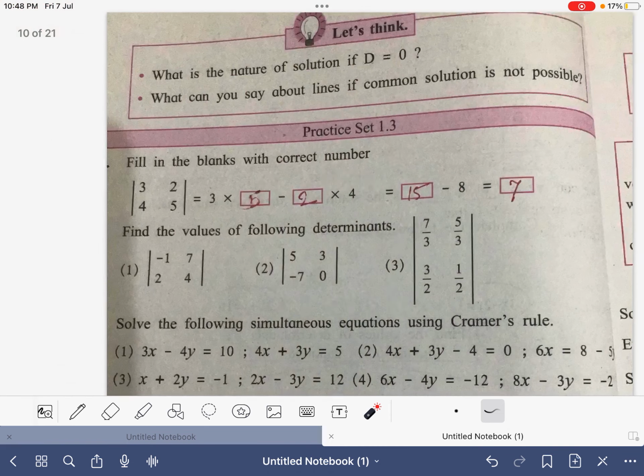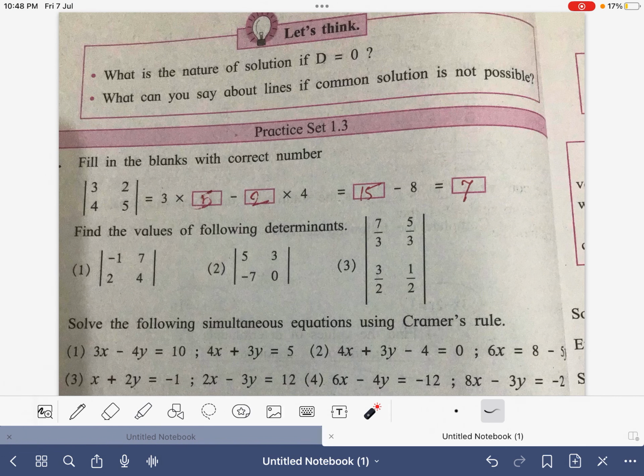Now let's move to the second one. So this is the exercise, that is 1.3. There are some examples already given to you. Fill in the blanks or correct the numbers. Second one, find the value of the following determinants. By the previous method, the cross multiplication method, we have to solve this. And these are a few examples which are already given to you.